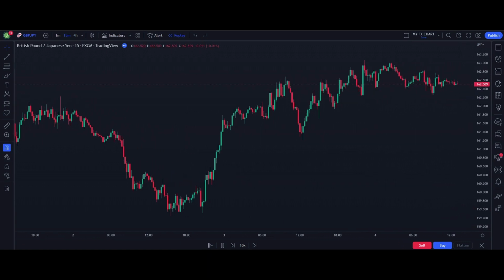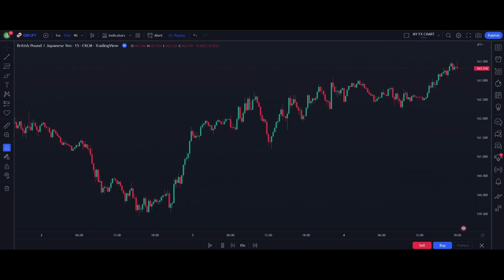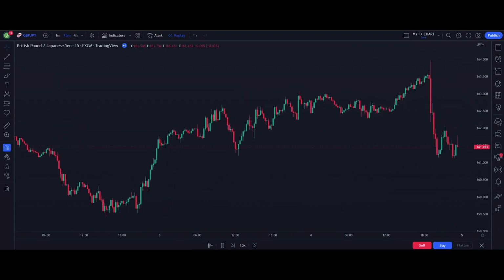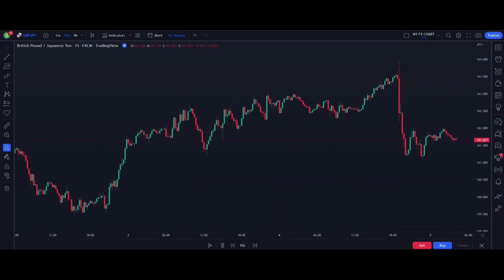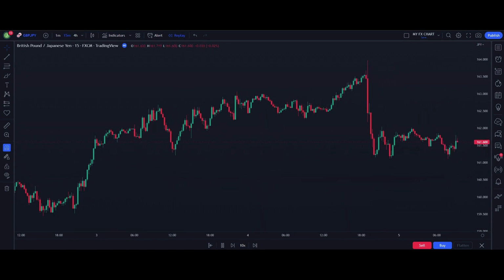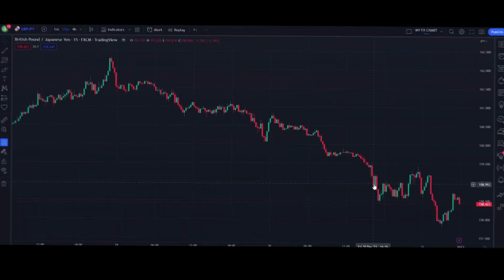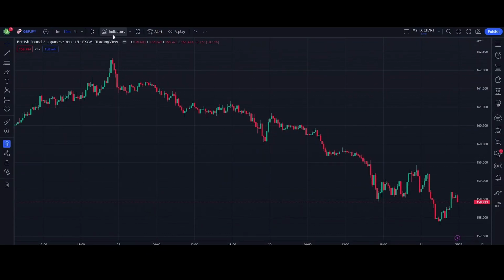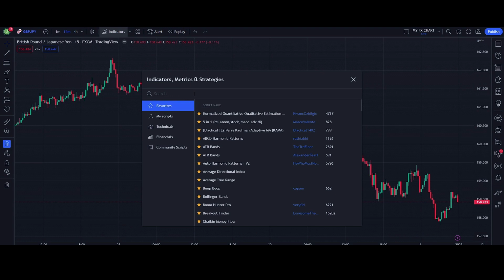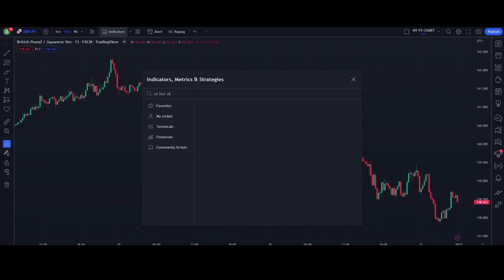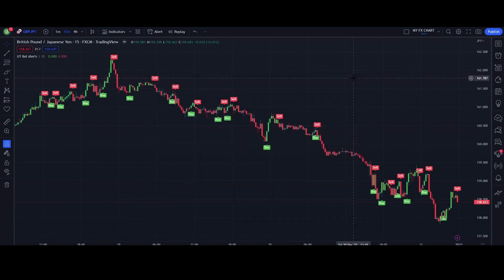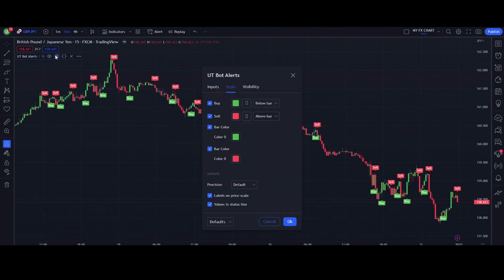First things first, let's open up TradingView and load up the GBP/JPY on a 15-minute time frame. Don't worry if you're using a different security or time frame, this strategy will work for any of them. Now it's time to add some indicators. Head over to the Indicators tab and type in UT-bot alerts. Choose this option and then go to the indicator settings.